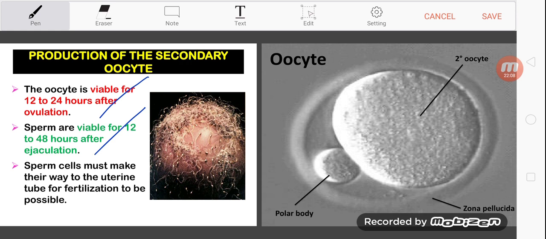Especially to determine successful fertilization. In order for fertilization to succeed, both the oocyte and sperm need to be present at the same time. All right. Okay, this is how it looks like, secondary oocyte and polar body.